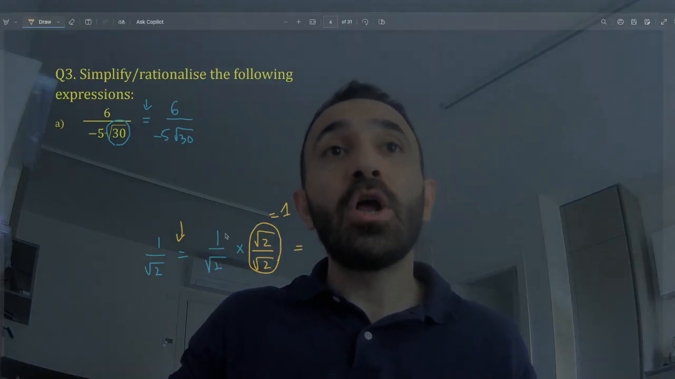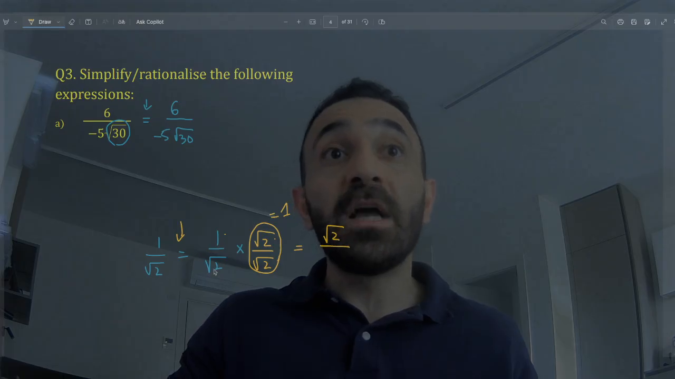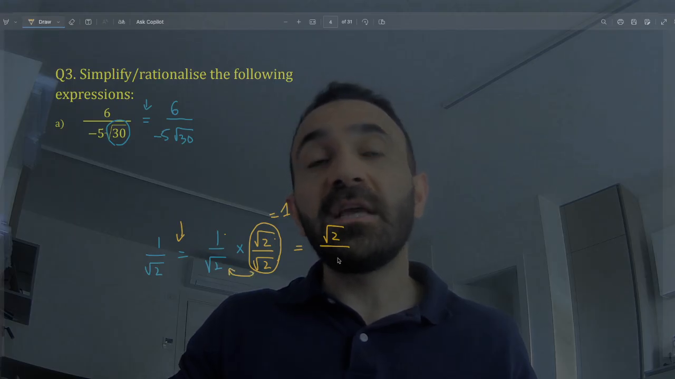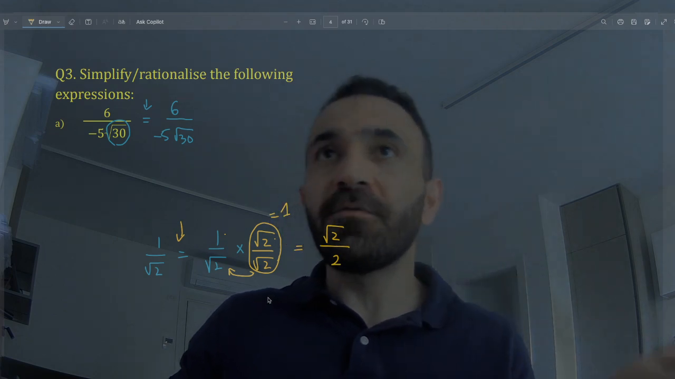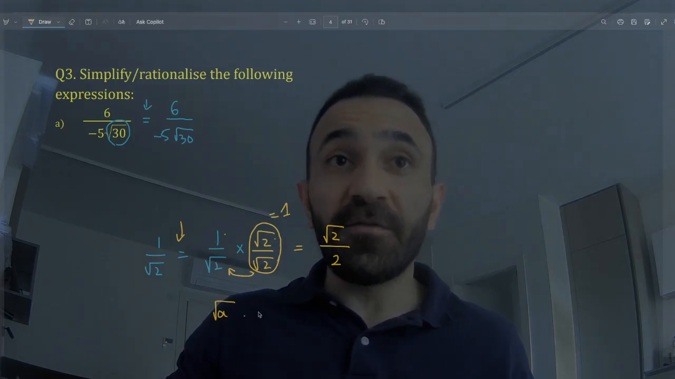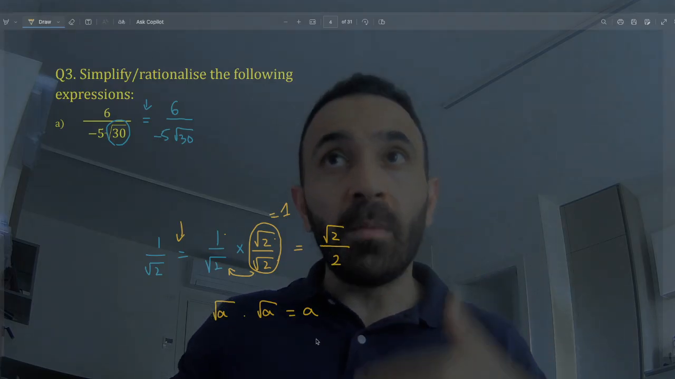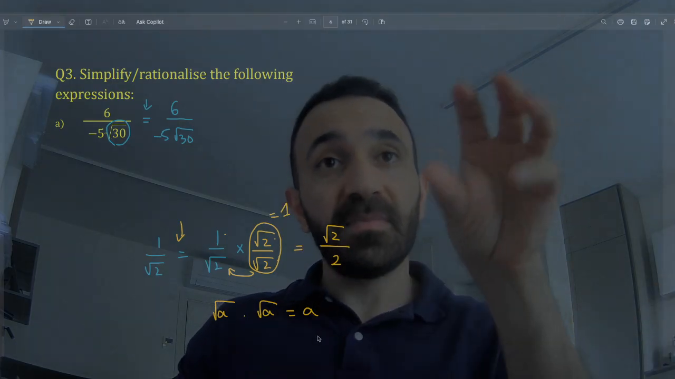Okay. Now, numerator times numerator. 1 times the square root of 2 is the square root of 2. Square root of 2 times the square root of 2 here. This multiplication gives you 2. Why? Because 2 times 2 is 4, and the square root of 4 is 2. Or you can also use this rule: square root of a times the square root of a equals a. The square root of any number times the square root of the same number gives you the same value.